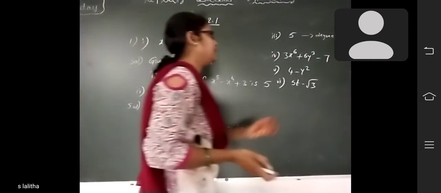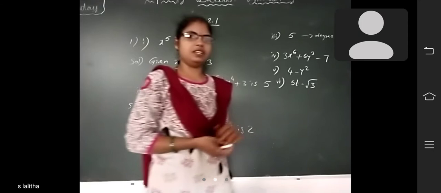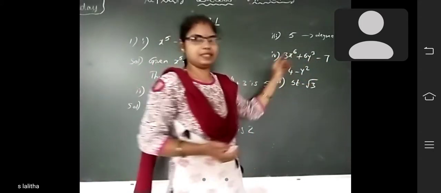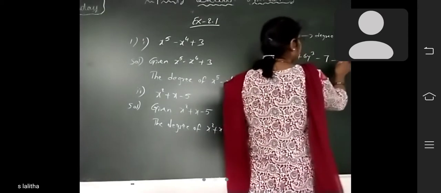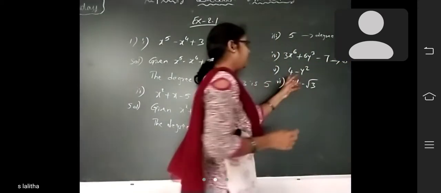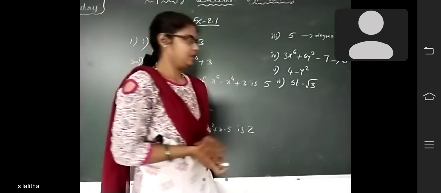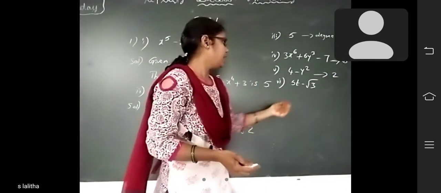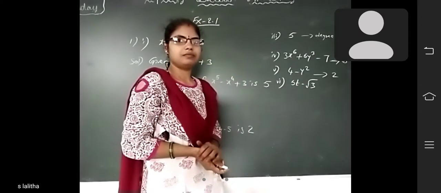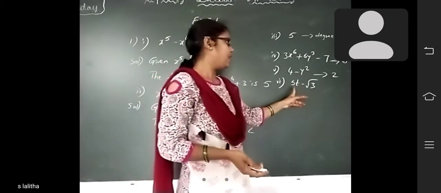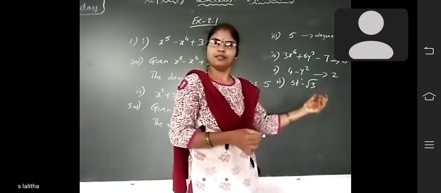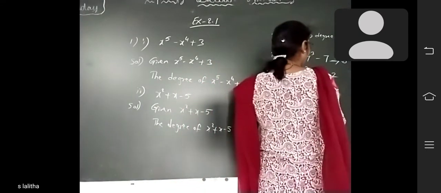And next, what is the degree for the fourth one? Which one is the highest degree? 6. So highest degree is 6. And this one, what is the degree? Yes, variable having only power 2. So degree is 2. And next, sixth one. 5t minus root 3. Here there is no power, so it means 1. So what is the degree? 1.